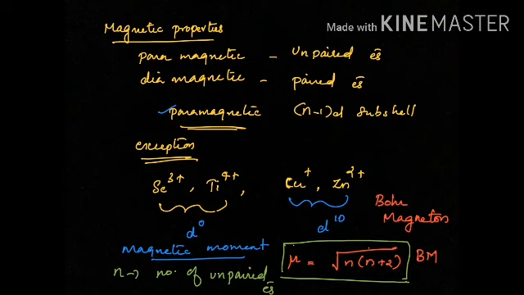Magnetic properties: transition elements are paramagnetic in nature because they contain unpaired electrons. Exceptional cases are there. So whenever you need to decide whether a substance is paramagnetic or diamagnetic, write its electronic configuration and check whether it has unpaired electrons or all the electrons are paired.